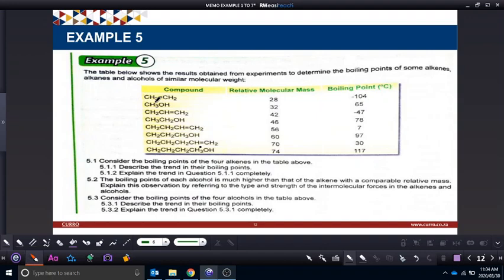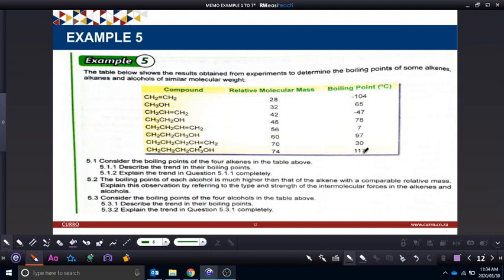5.3. Consider the boiling points of the 4 alcohols in the table below. Describe the trend. The same. You will see the more carbons there are in each structure, if you look at CH3OH, it's 65, then CH3CH2OH, 78. So it's increasing. So as we increase the number of carbons, we have an increase in the boiling point. Explain the trend in question 5.3.1 completely.